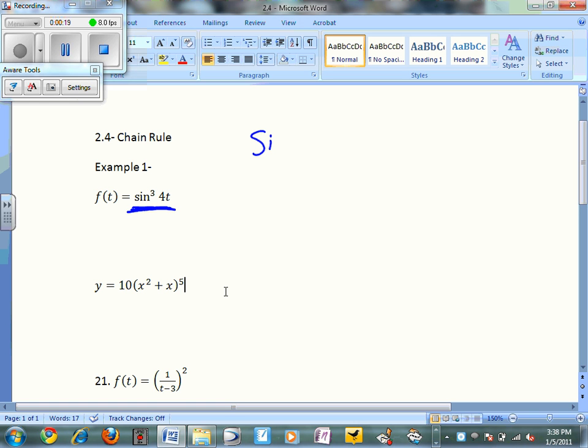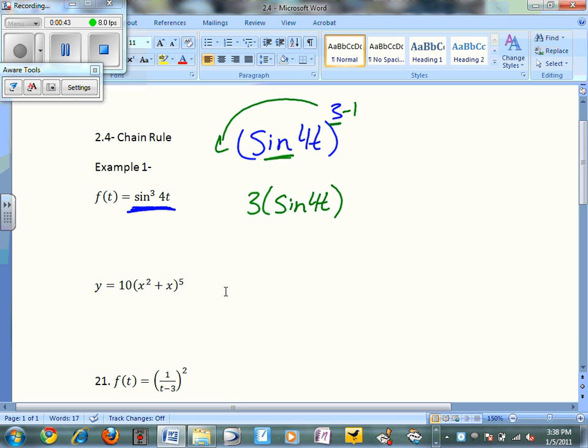last year, this can also be written like this. Alright, so if we rewrite it like that, we notice we have an inside and we have an outside, so therefore we have to do the chain rule. Alright, and the chain rule says we're going to take the derivative of the outside, multiply it by the derivative of the inside. So I'm going to bring my 3 down and I'm going to reduce my power by 1. So I'm going to take the derivative of the outside, sine of 4t to the second power.